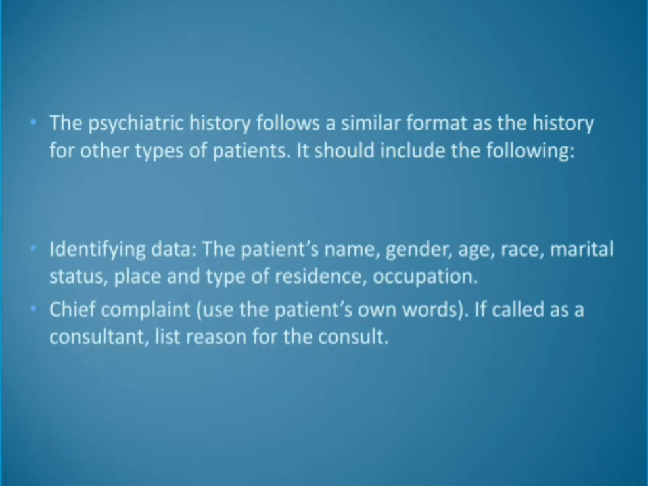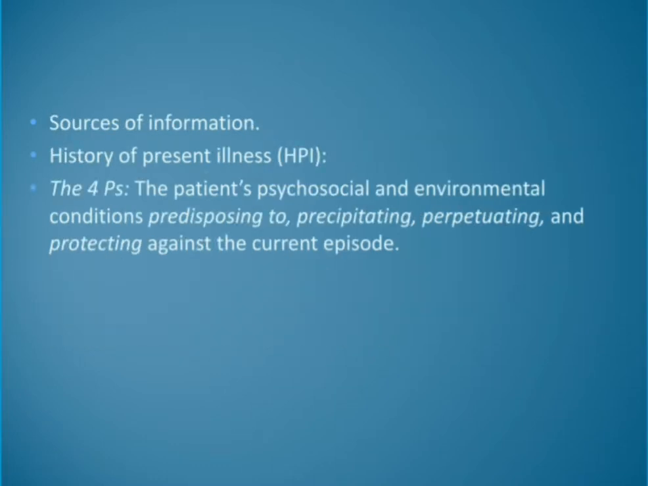The psychiatric history follows a similar format as the history for other types of patients. It should include the following: identifying data, which we commonly call demographic data, which includes the patient's name, gender, age, race, marital status, place and type of residence, occupation. And we go to the chief complaint, or what we commonly call presenting complaint, and here you need to make sure you use the patient's own words. If called as a consultant, you need to list the reason for the consult.